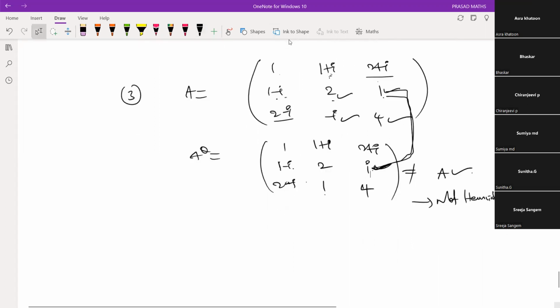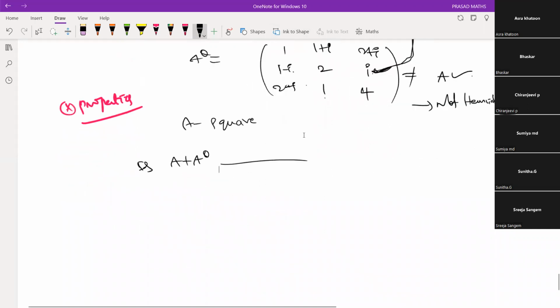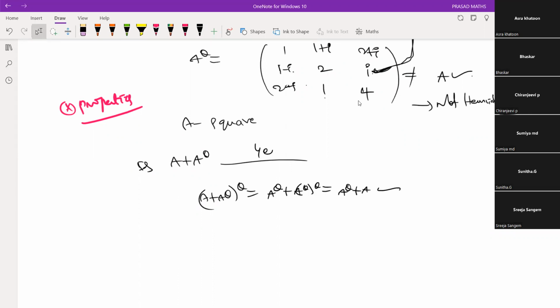Okay. Now look at the properties of Hermitian matrices. Suppose you take any square matrix. Look at A plus A theta. Is it Hermitian? Yes, straightforward. Right? It is straightforward. So the answer is yes. Next.